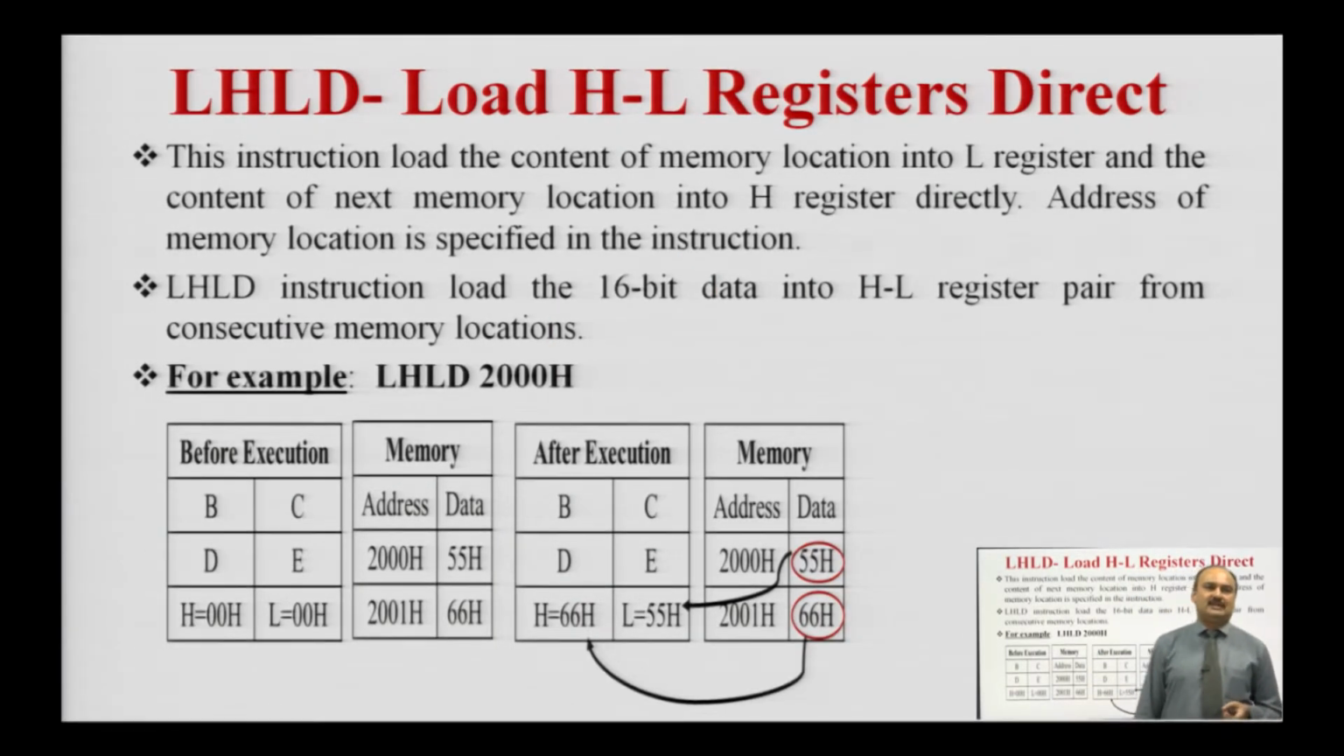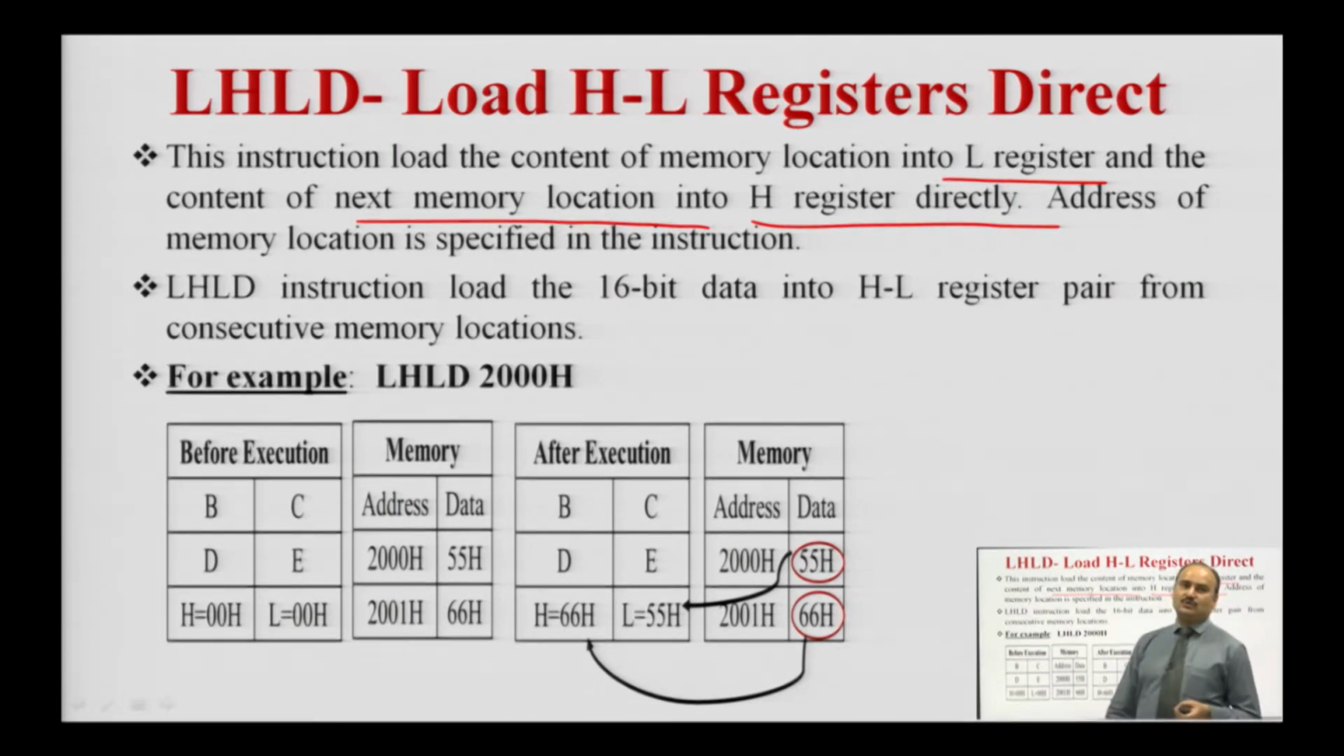Next instruction is LHLD, load HL register direct. This instruction loads the content of a memory location into the L register and the content of the next memory location into the H register. This means this instruction is used to load the content of two consecutive memory locations into the H and L registers. An example of this instruction is LHLD 2000H. 2000H is nothing but the address of the memory location, which is directly specified with the instruction.